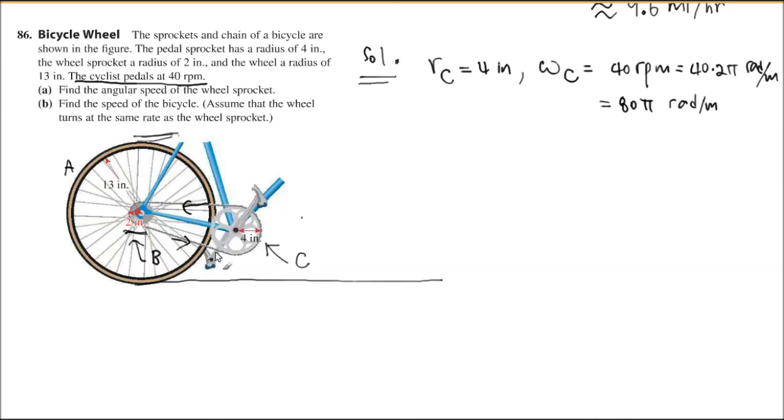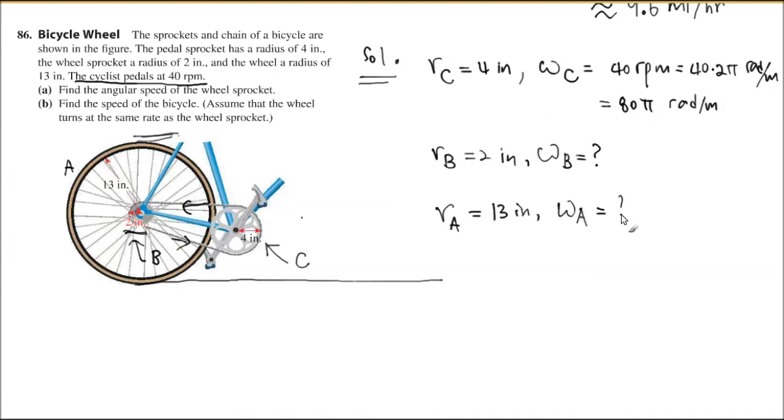So what about B? What do we know about B? RB is 2 inch. And how about the other one? Omega B, right? Not sure. It's not just given. We're going to figure that out. All right? How about the last one? RA? 13 inch. All right. How about omega A, I'm sorry. It's not given. We're going to figure that out.